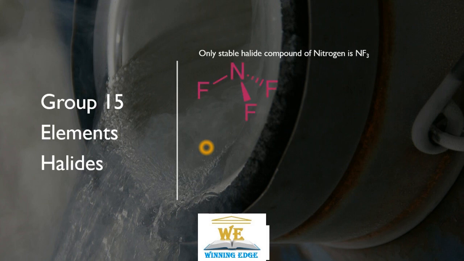Among all the halide compounds, the stable halide of nitrogen is NF3. So the only stable halide for nitrogen is NF3.